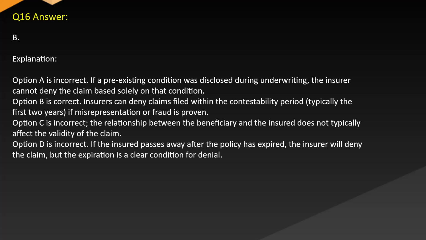The relationship between the beneficiary and the insured does not typically affect the validity of the claim. Option D is incorrect. If the insured passes away after the policy has expired, the insurer will deny the claim, but the expiration is a clear condition for denial.